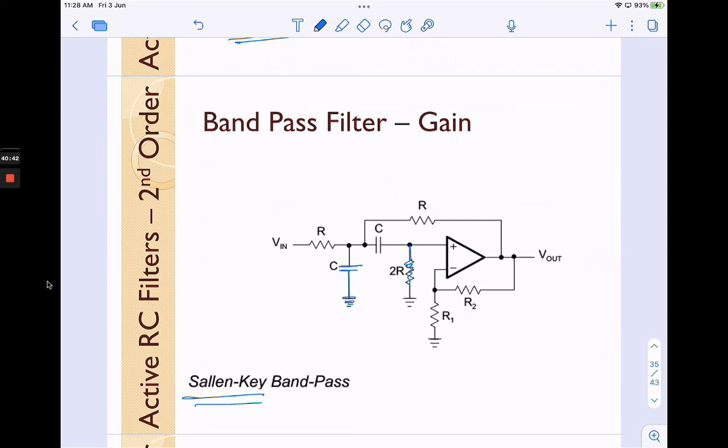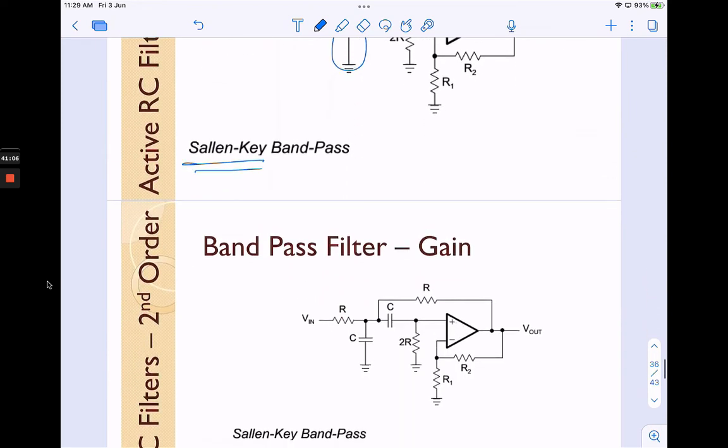So previously in the low pass and high pass filters, there is no component here. Only this component. But for the band pass filter, we add a capacitor right after the resistor.